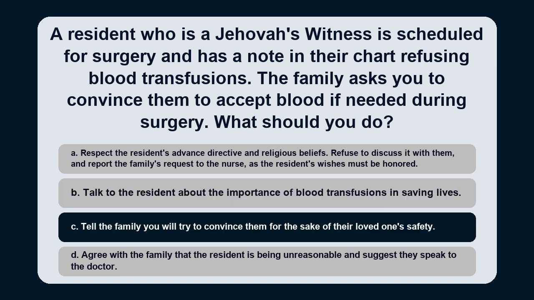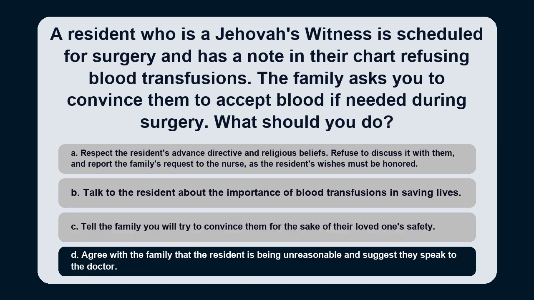Option B. Talk to the resident about the importance of blood transfusions in saving lives. Option C. Tell the family you will try to convince them for the sake of their loved one's safety. Option D. Agree with the family that the resident is being unreasonable and suggest they speak to the doctor.